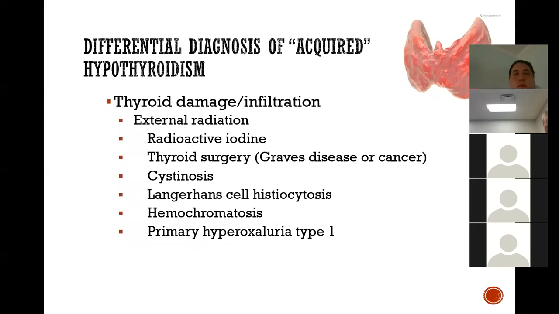In terms of other, more rare things that we see with hypothyroidism, we've got external radiation. They may have been treated with radioactive iodine, surgery obviously, and then some more rare cases there just for reference. I've seen Langerhans cell histiocytosis do it.